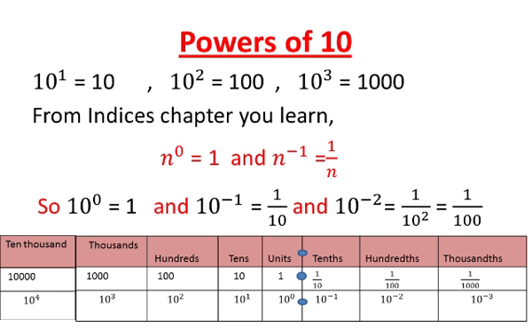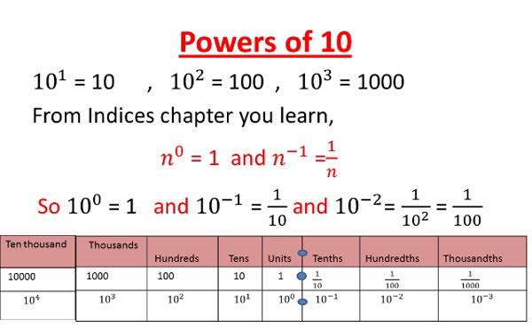You already know that 10 to the power of 1 is 10, 10 squared is 100, 10 to the power of 3 is 1000. And from the indices chapter you learned n to the power of 0 is 1 and n to the power of minus 1 is 1 over n. In place of n we will put the number 10, so we get 10 to the power of 0 is 1 and 10 to the power of minus 1 is 1 over 10. It is equal to 0.1, and 10 to the power of minus 2 is 1 over 10 squared, or it is equal to 1 over 100.